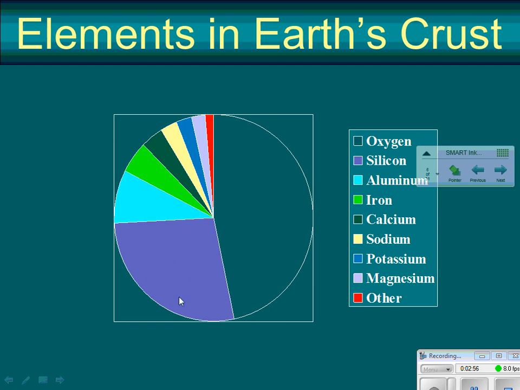This section's silicon. So the 2 largest sections are oxygen and silicon. Aluminum is going to be the 3rd largest. Iron is the 4th largest. Calcium is the 5th largest. Sodium is the 6th largest. Potassium is the 7th largest. Magnesium is the 8th largest. And then you've got this little red section for the other. So everything else that the Earth's crust is composed of is part of that other section. So the big thing to take away from that, oxygen and silicon are the 2 largest.